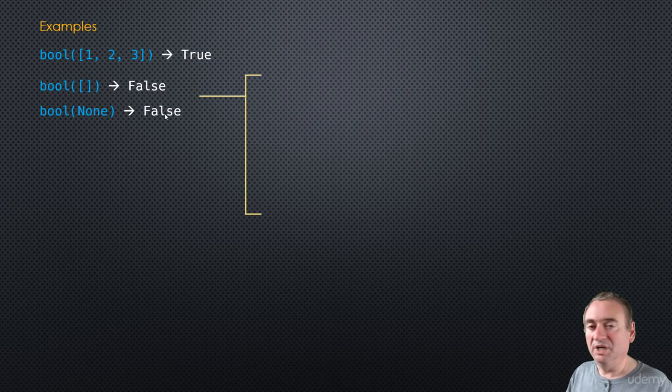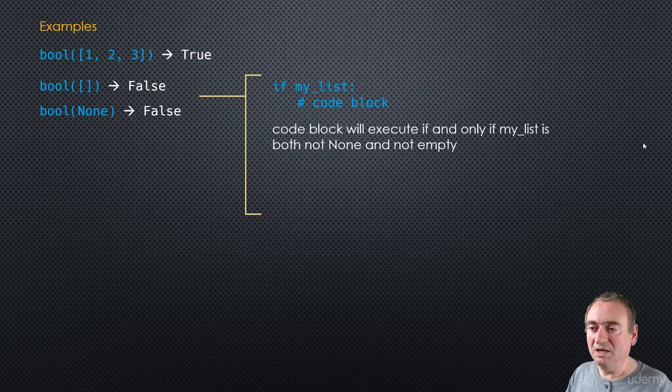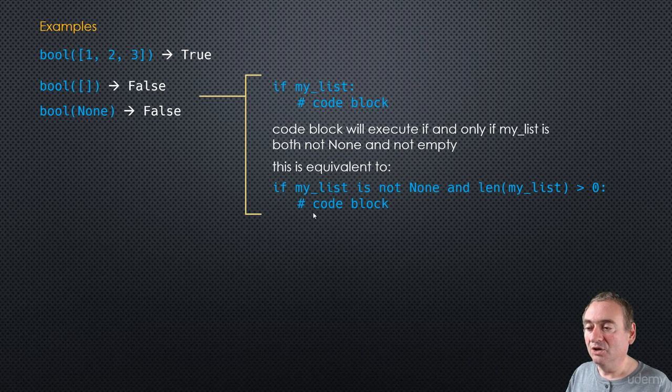Now if we put those two things together, let's take a look and just do a little aside and look at this code. If mylist, and then execute this code block. What's happening here is that the code block will execute if and only if mylist is both not None and not empty. So this is really equivalent to the following code. If mylist is not None and len of mylist is greater than 0, execute the code block. These two pieces of code do the same thing.